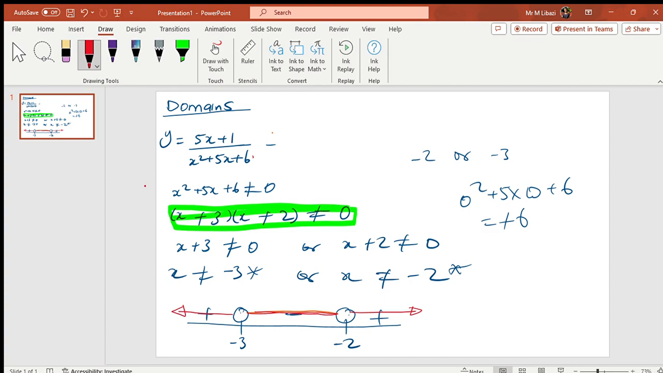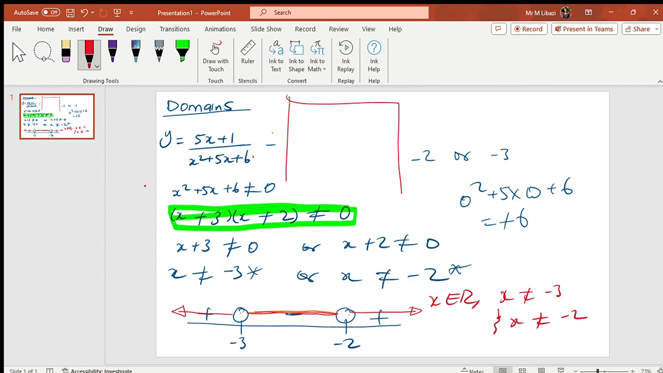So that means now if we want to write this in terms of, let's say, interval notation, we can say that x is an element of all real numbers, but x must not be equal to -3 and x must not be equal to -2. But the most common way that is used to write the final domain, I'll just write up there, guys.